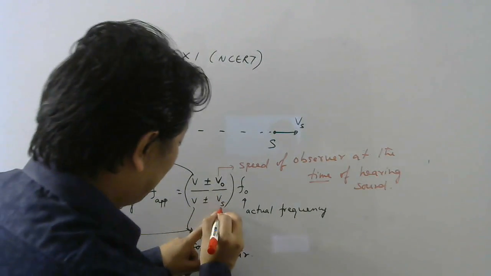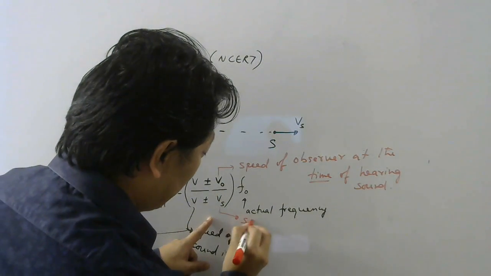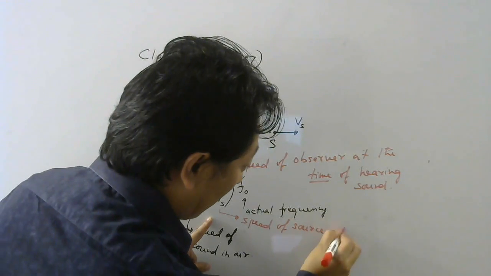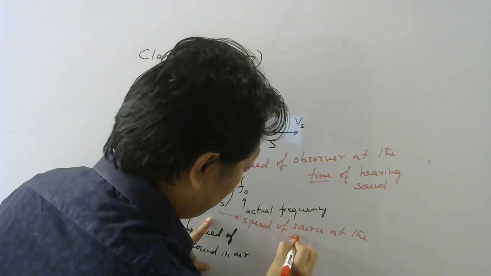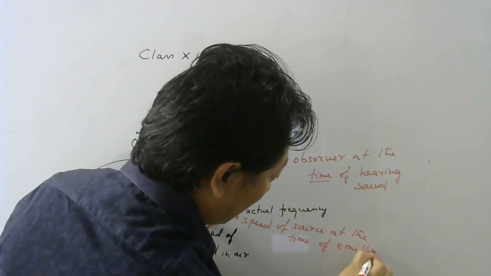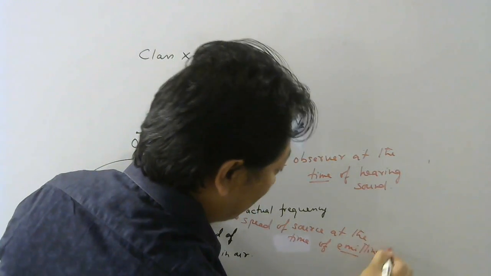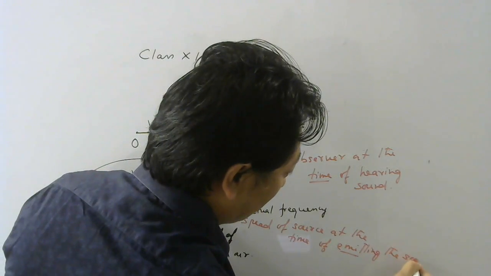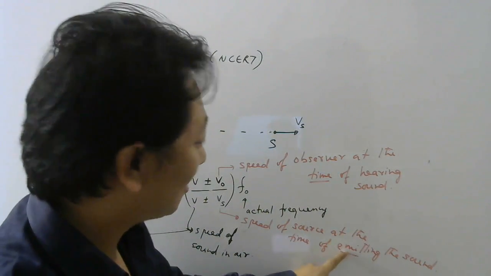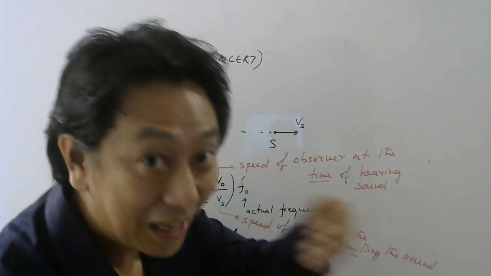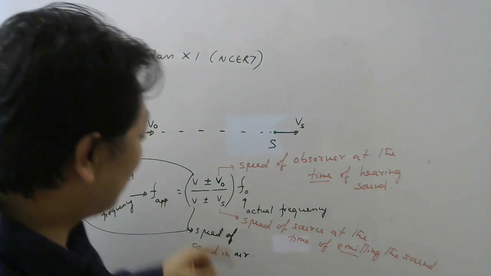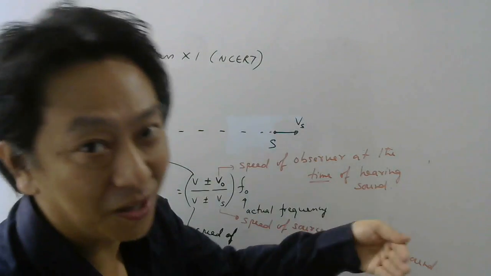Now, what about VS? Well, VS is speed of source at the time of emitting the sound. At the time of emitting the sound. Now, which sound am I talking about? The same sound which is heard by the observer later. Why later? Because sound will take some time to reach from source to observer, right?